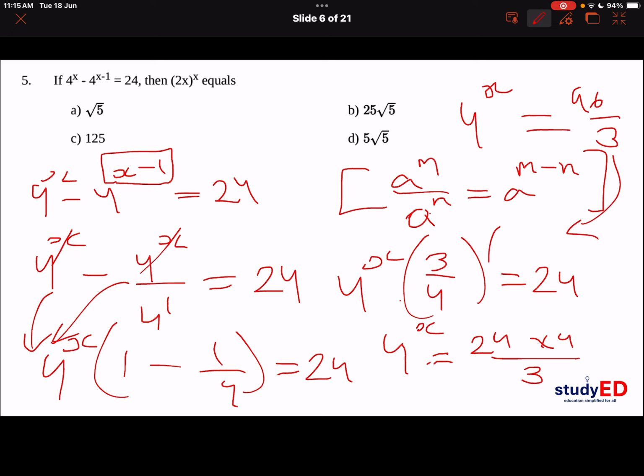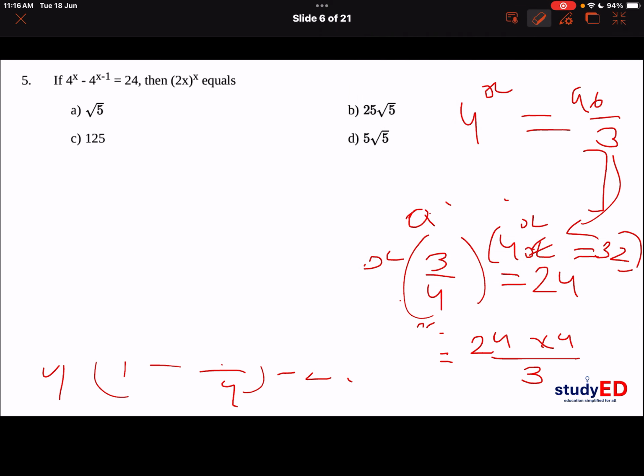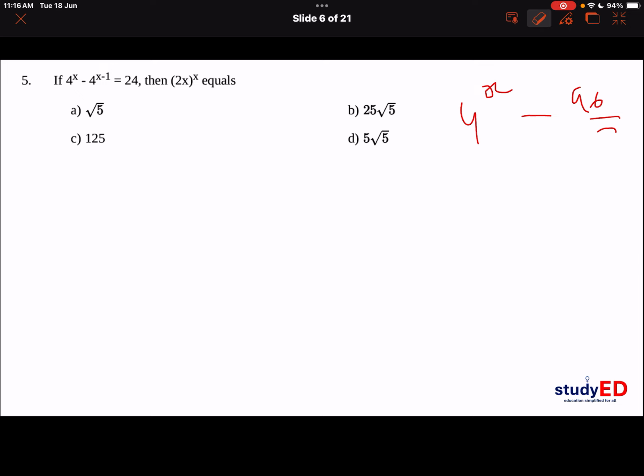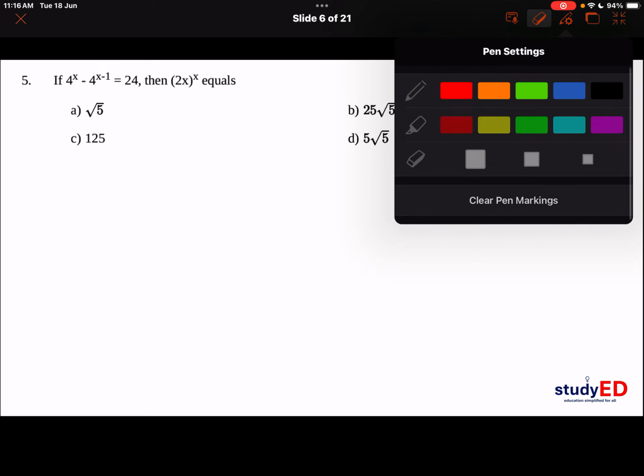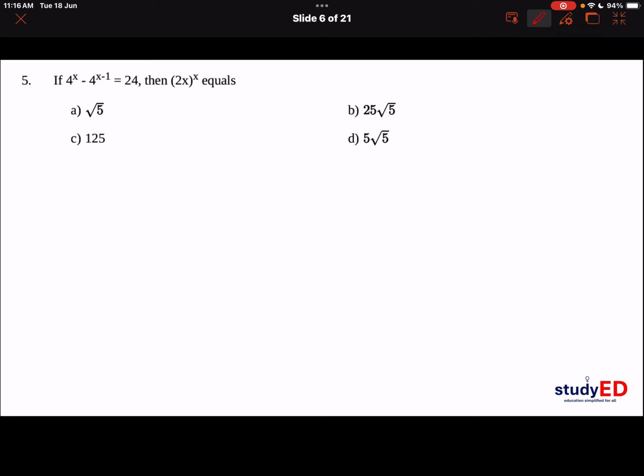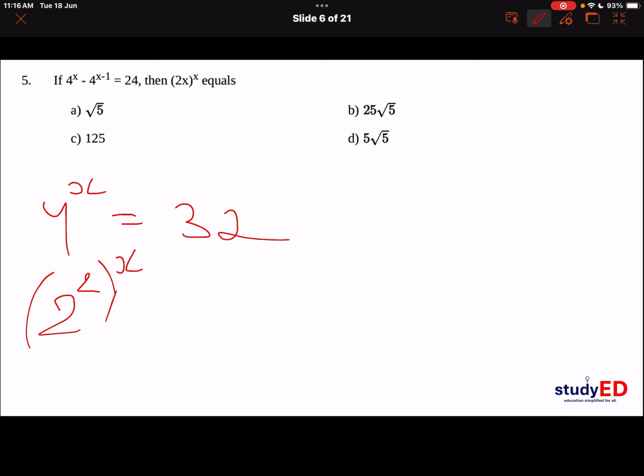That is nothing but 4 to the power x is equal to 32. Now using this information, we can simplify the previously given sum. Now our final output out of the first simplification is that 4 to the power x is equal to 32. We can simplify this in a way that 4 is 2 square. So 2 to the power 2x is equal to 32.